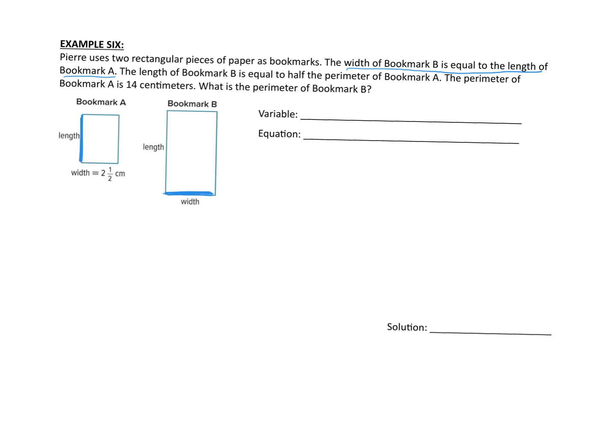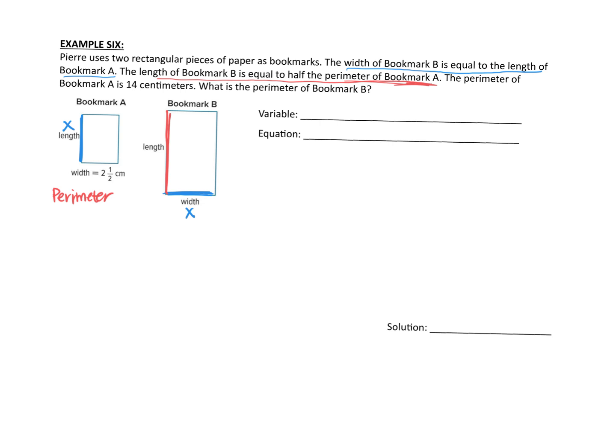Okay, now it doesn't tell me what that measurement is, so let's give that a variable. Let's call that x, and let's call that x as well. It also says the length of bookmark B is equal to half the perimeter of bookmark A. So this length here is equal to half the perimeter of bookmark A. Now it doesn't tell us the perimeter, but I'm just going to write perimeter right here.